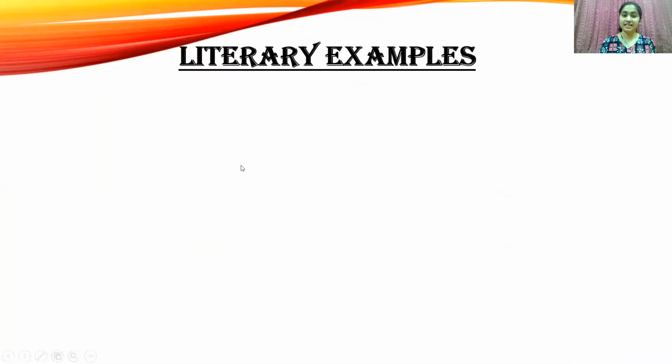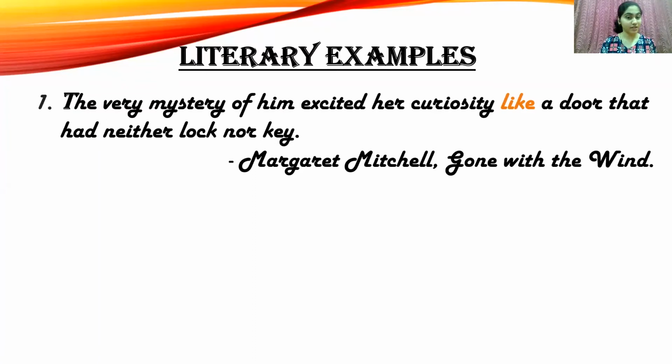Let's have a look at some of the literary examples. The very mystery of him excited her curiosity like a door that had neither lock nor key. This has been taken from Gone with the Wind by Margaret Mitchell. Here, the mystery of the man has been directly compared to a door that has neither lock nor key, which means the mystery of the man does not unravel so easily, just like a door that cannot be opened easily because it has no lock nor key.